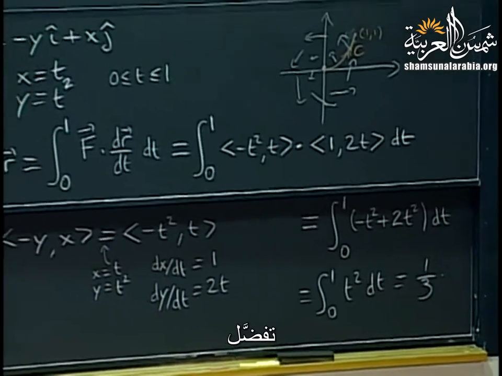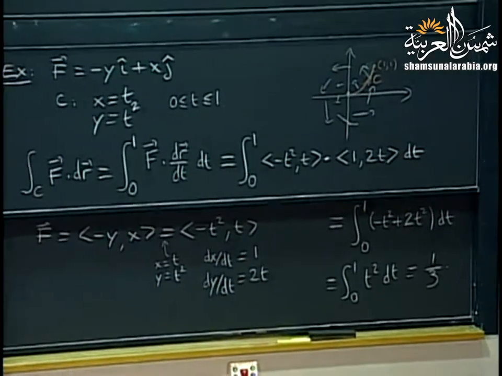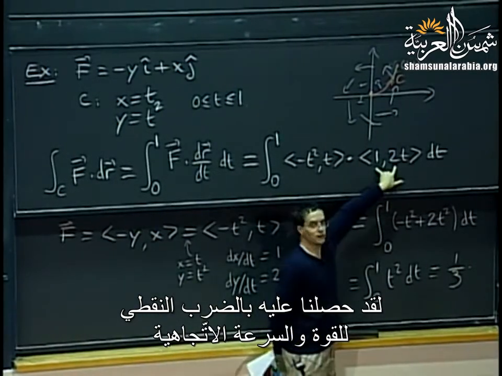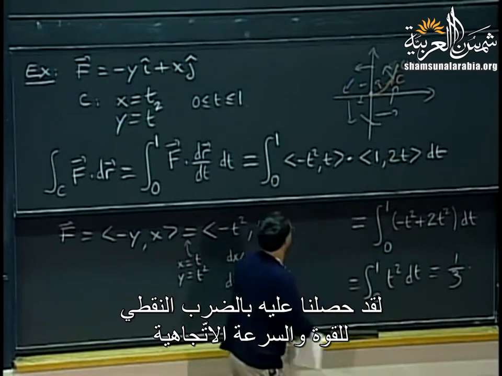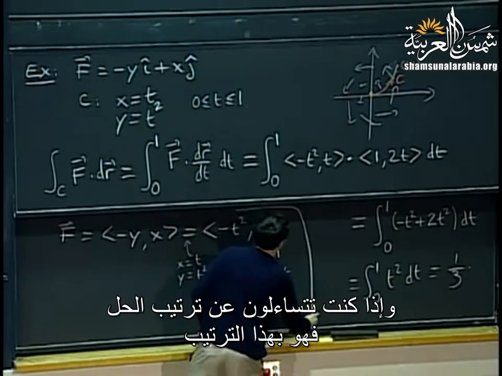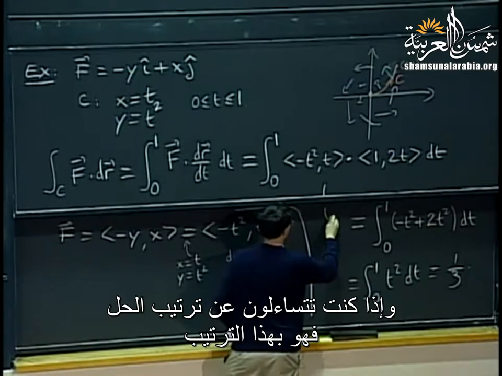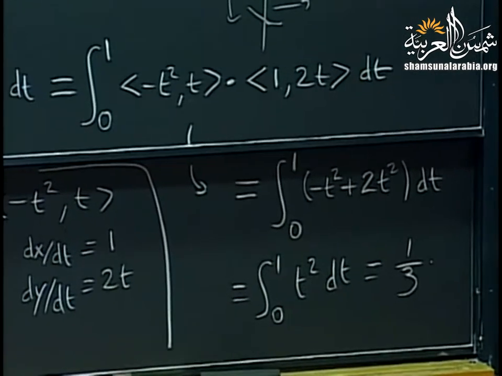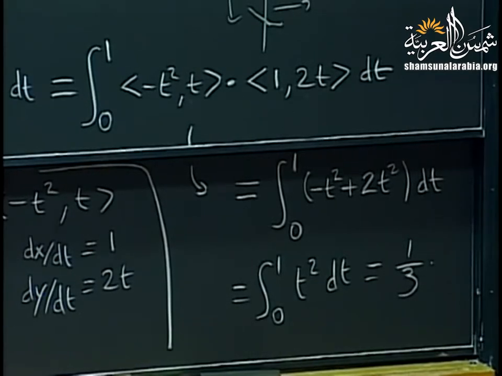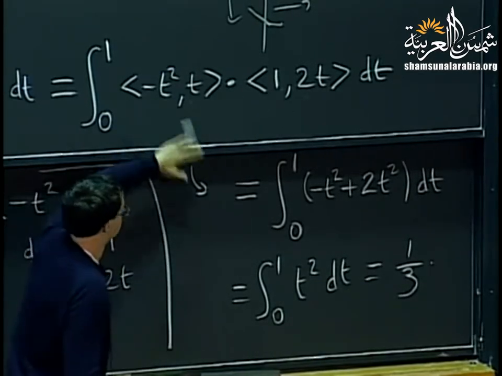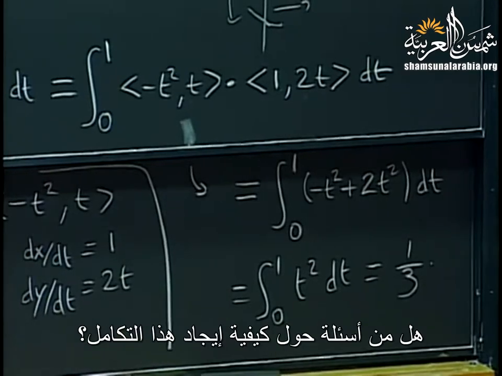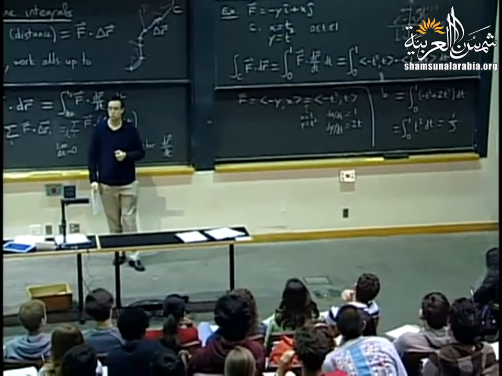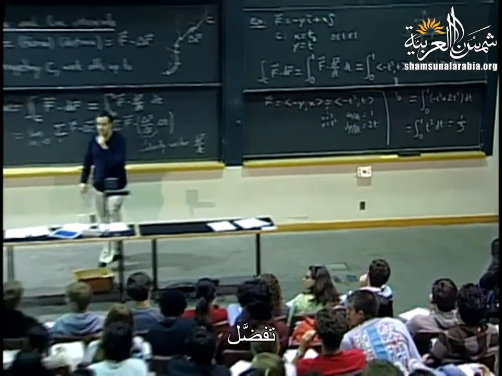Yes? Did you get the negative t squared plus 2t squared there at the end? Well, I got it by just taking the dot product between the force and the velocity. Okay, any questions on how we did this calculation?